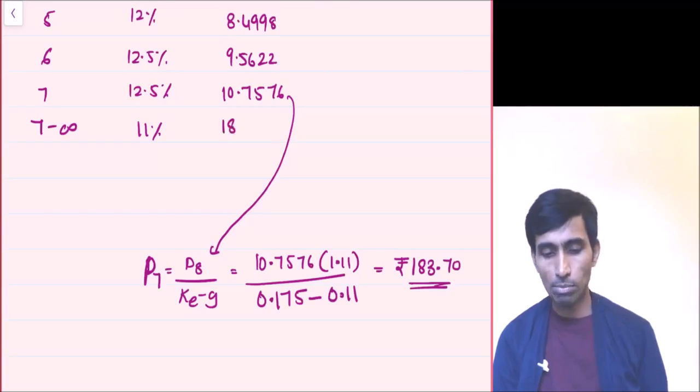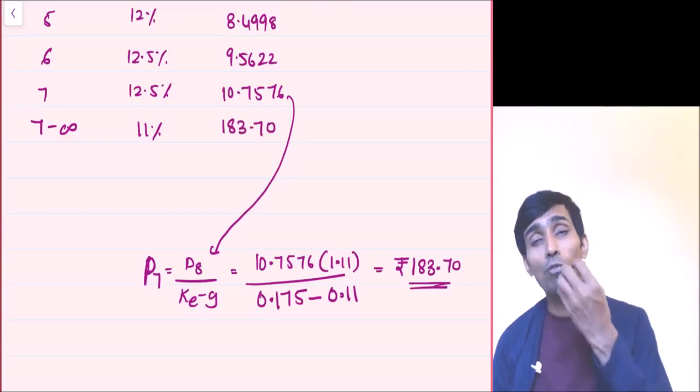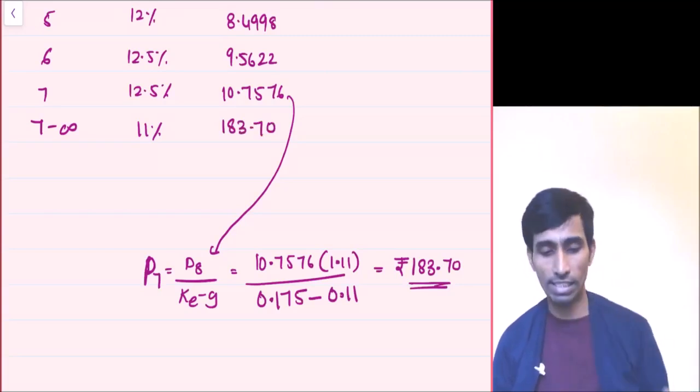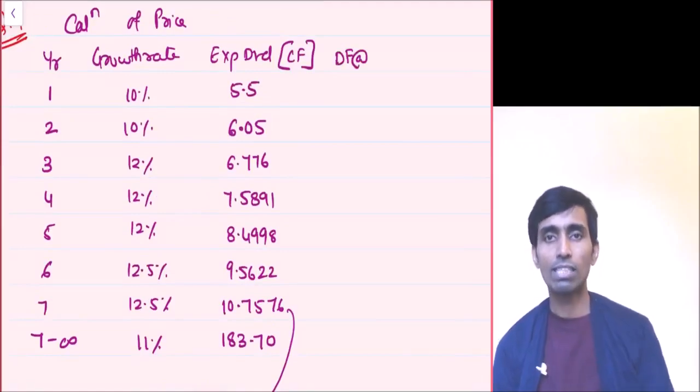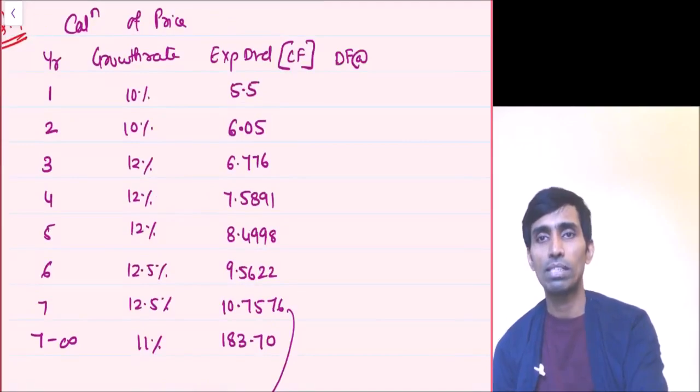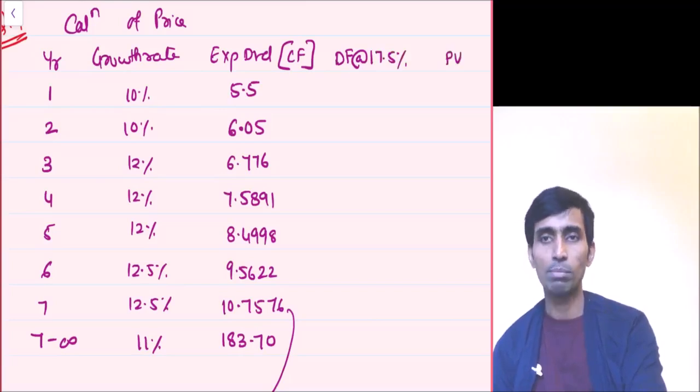So 183.70 is the present value at the end of the 7th year of all the dividends after 7 years till infinity. Now I will take the discounting factor at the rate, I think it was 15%, I don't remember. No, 17.5%. Fine, 17.5%. Then I will calculate PV. Come on, copy this and complete this.